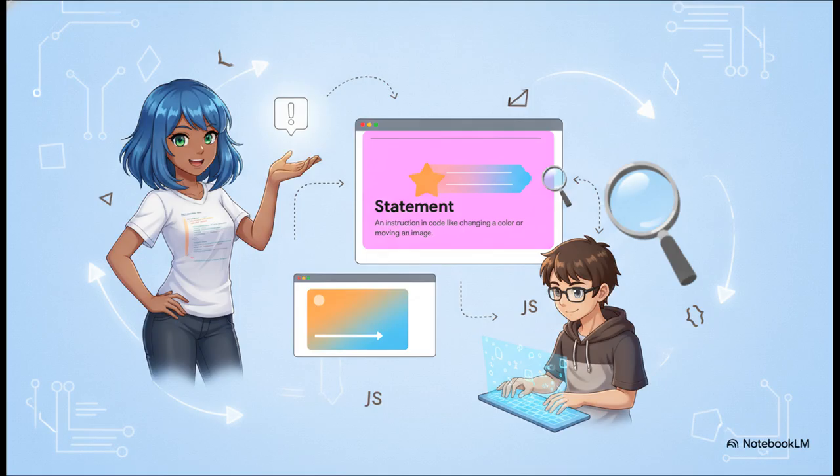A statement is just an instruction in code. It's an action command. When you tell the browser to throw open an alert box, that's a statement. When you command the page to change its background color to blue, statement. When you tell an image to slide across the screen, statement. Almost everything you do in JavaScript involves writing statements to tell the browser exactly what actions to perform.